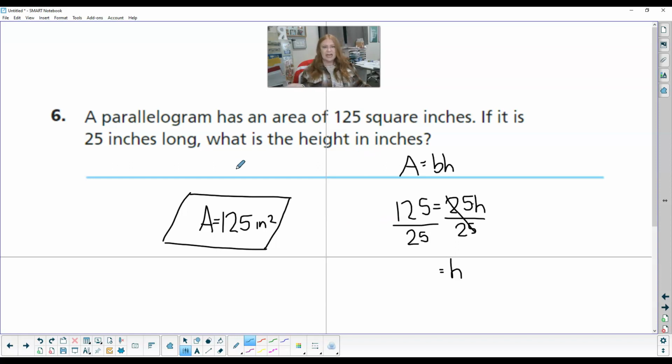So when it gives us the area, all we're doing is working backwards. Set it up, work backwards. The opposite of multiplying base times height is to divide. So if I work backwards by dividing, I will find the height.